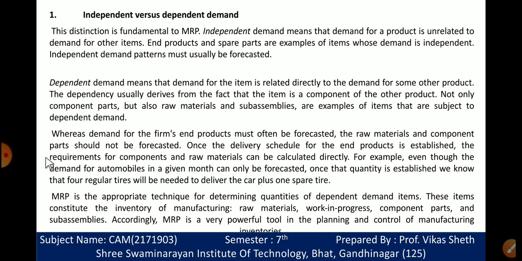Dependent demand means that demand for the item is related directly to the demand for some other product. The dependency usually derives from the fact that the item is a component of the other product. Not only component parts but also raw materials and sub-assemblies are examples of items that are subject to dependent demand.